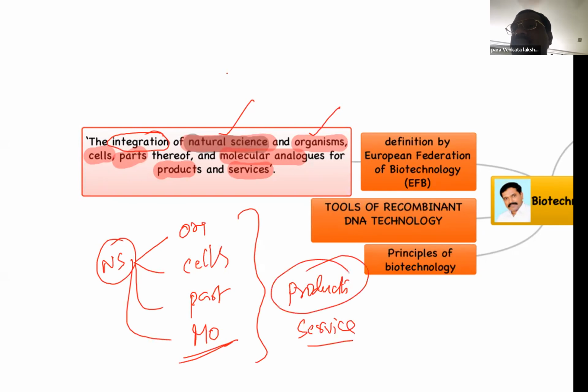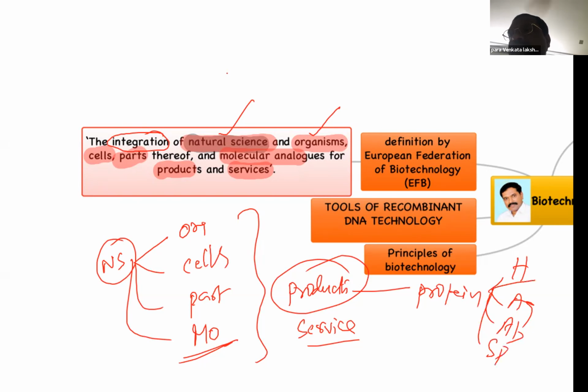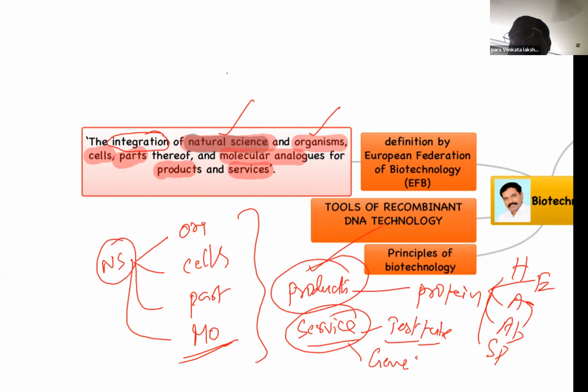Just now we discussed that the protein can be produced. This is product. And the protein may be hormone. The protein may be antigen. The protein may be antibody. The protein may be structural protein, enzyme. These are all the different products. Then what are the services? If you are having any reproductive issue and problem, not producing children, and your fallopian tube is having some problem, then you can go for test tube baby. It is a service. Then you are having a gene problem. The gene therapy is a service.